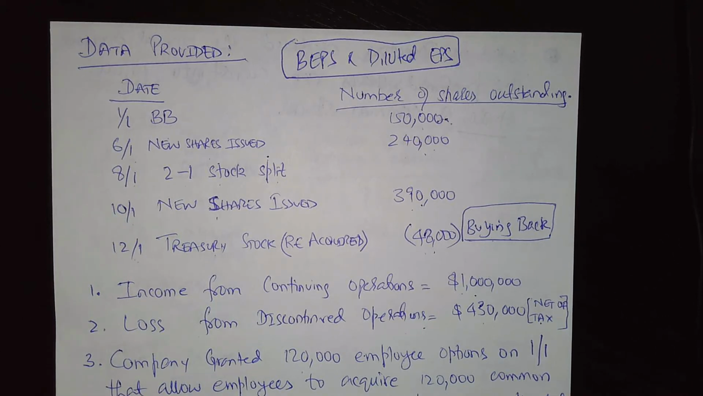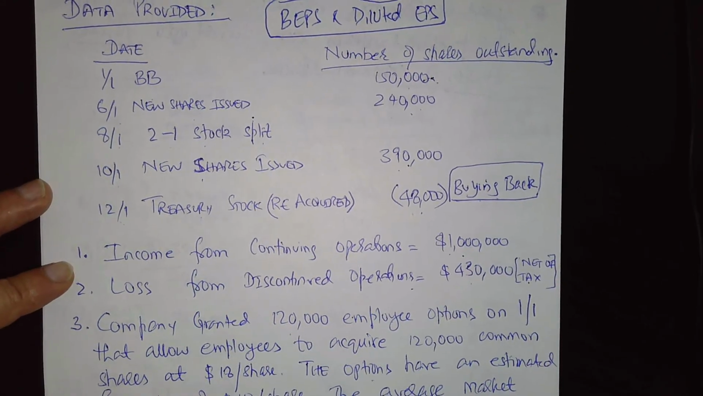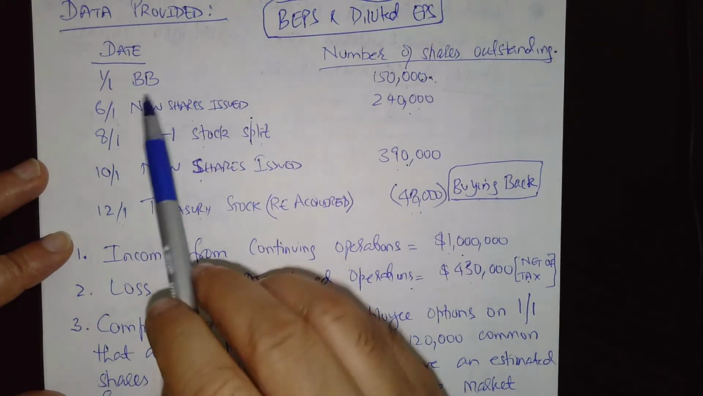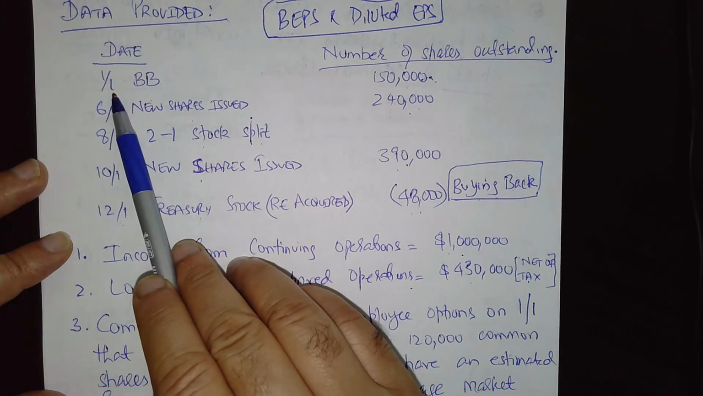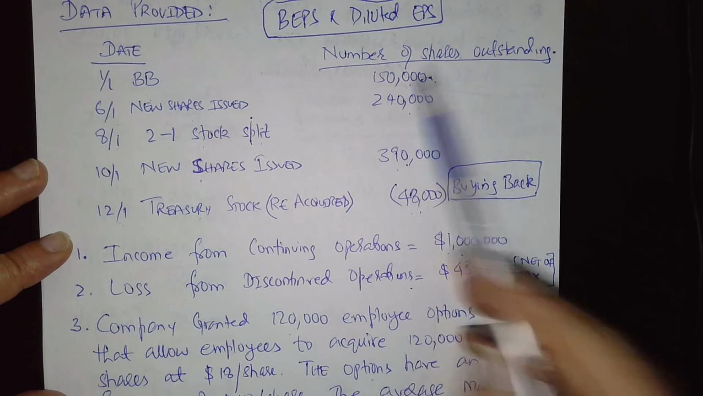Okay, this is an example of basic earnings per share and diluted earnings per share. In this example, we're going to talk about how to calculate the basic earnings per share and diluted earnings per share. So we took an example here, and the data is provided about a company that has a beginning balance on January 1st. They have 150,000 shares outstanding, meaning in the hands of the shareholders.